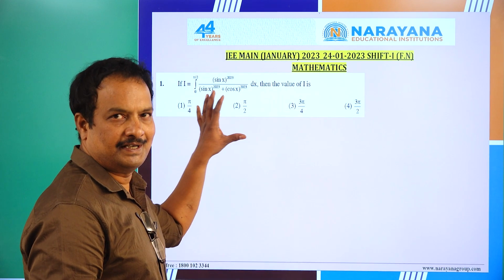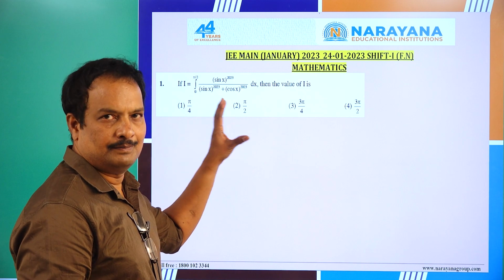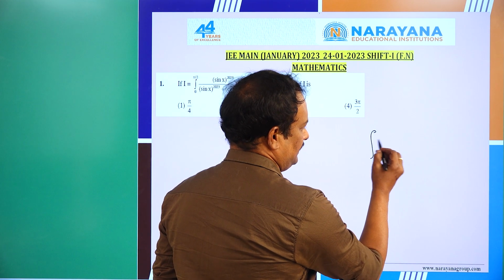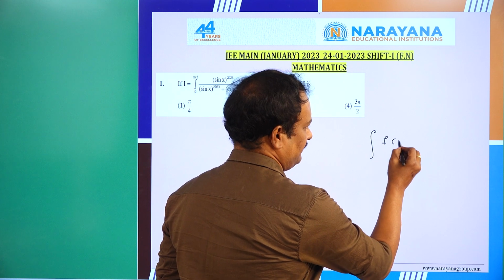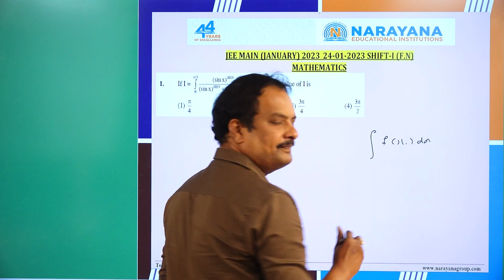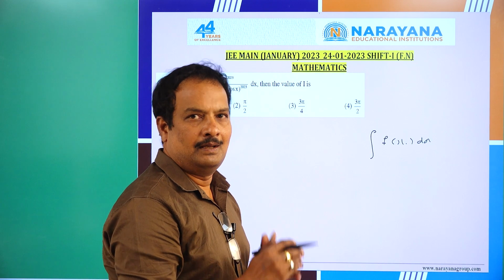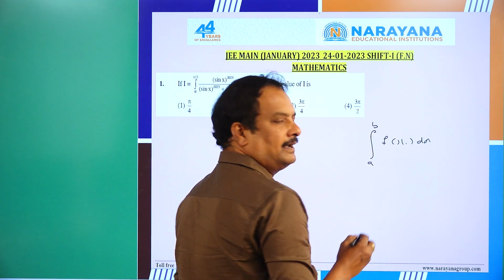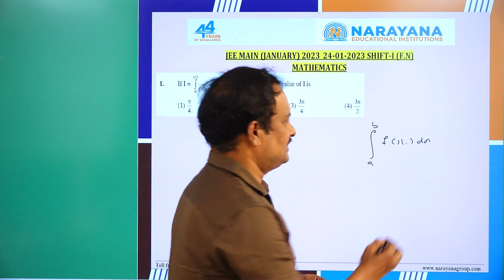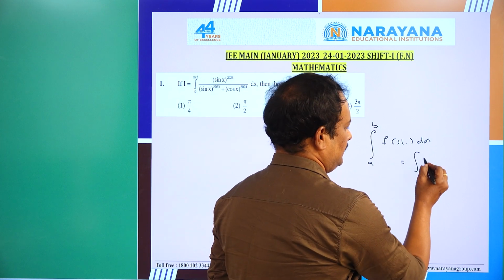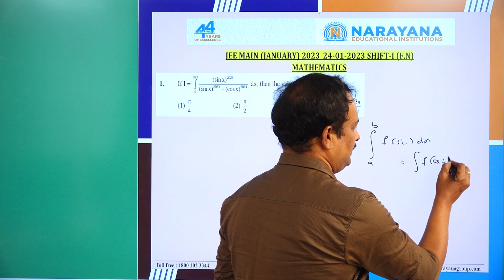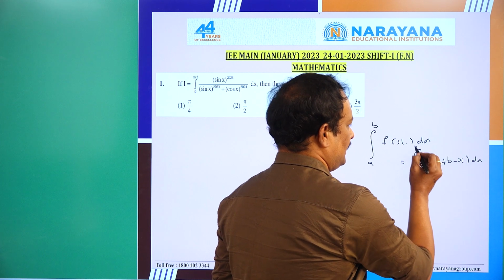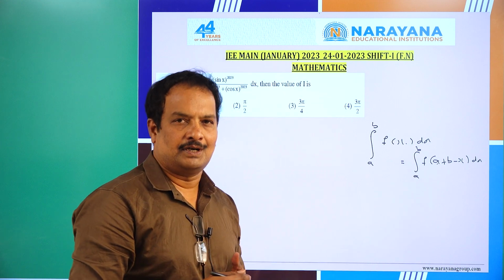So this is from definite integrals, and we have a very simple problem based on the property of the definite integral. The integral of f of x with respect to x from a to b is one of the standard formulae, which is nothing but the integral of f of a plus b minus x with respect to x from a to b. Only thing is this time the given limits are 0 to pi by 2.